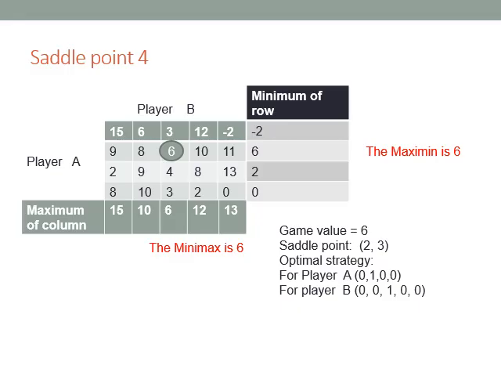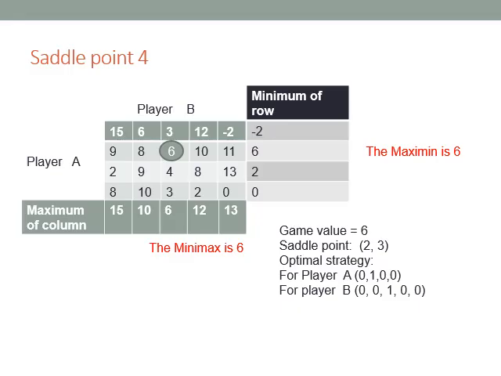Now, for row 1, the minimum value is negative 2. Negative 2 is less than 12, 3, 6, and 15. For row 2, the minimum value is 6. For row 3, the minimum value is 2, and for row 4, the minimum value is 0.